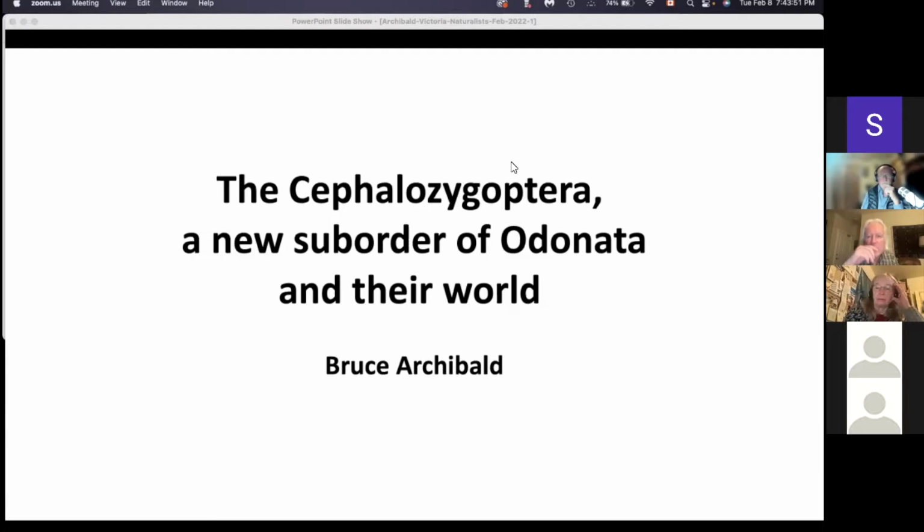So we named a new suborder of insects. I know, first of all, that not everybody's an entomologist, not everyone's a geologist, so I'll go through a little bit of terminology. I'll try not to get too much into odd terminology.